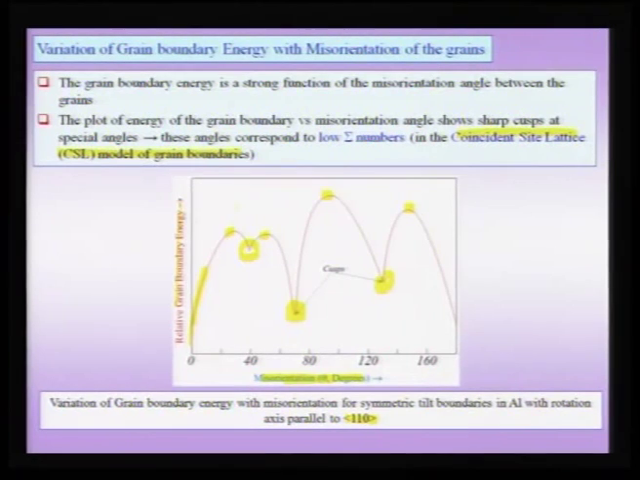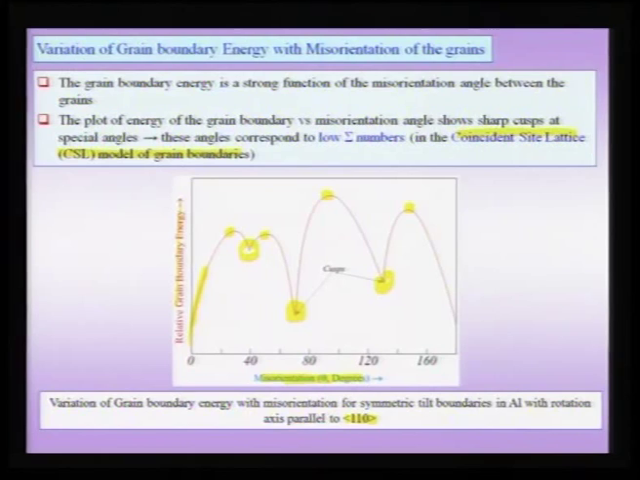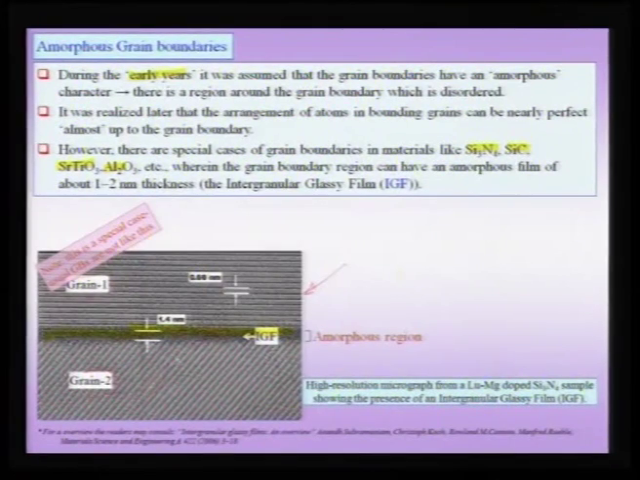We had also noted that the grain boundary energy is not a constant, it depends on the misorientation angle, and the misorientation versus energy is actually not a monotonic function and can be a very sharply varying function with cusps. We noted that these cusps, like the low angle grain boundary, correspond to special boundaries and they are treated separately. We also noted another class of special boundary which we can call the amorphous boundary, which is found only in very selected systems.